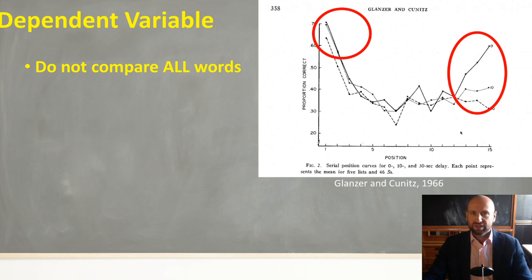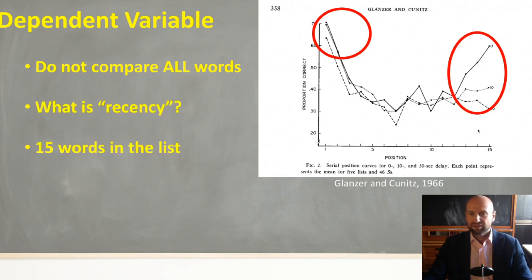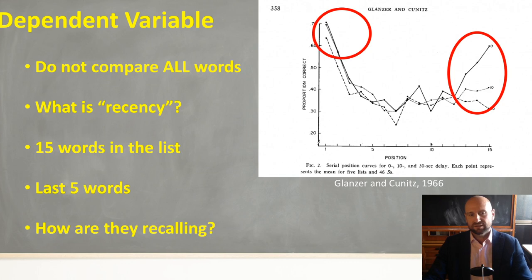So to operationalize your dependent variable, you have to choose very carefully which words are being recalled. If you think about the recency, what does recency mean? Now you can choose: does it mean the last word, the last 2? The last 5 kind of makes sense to me.